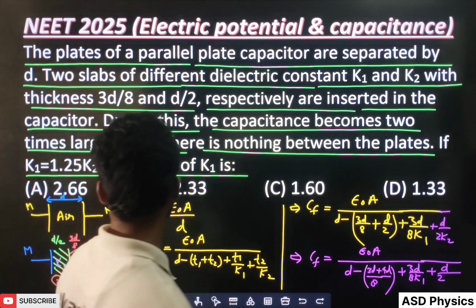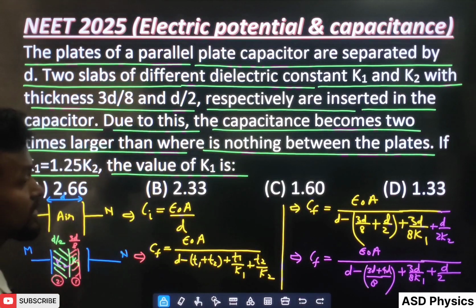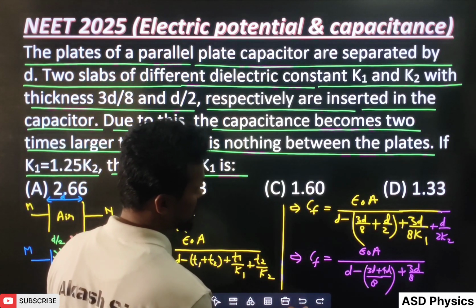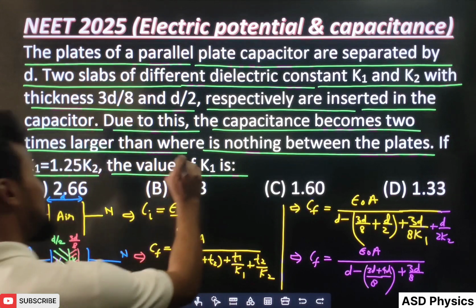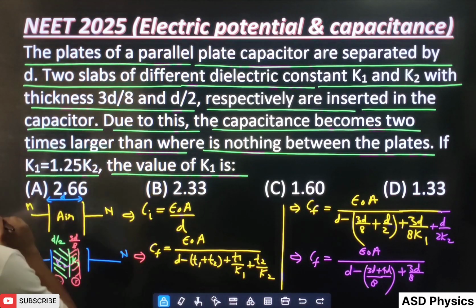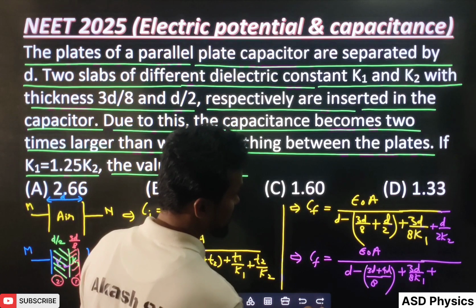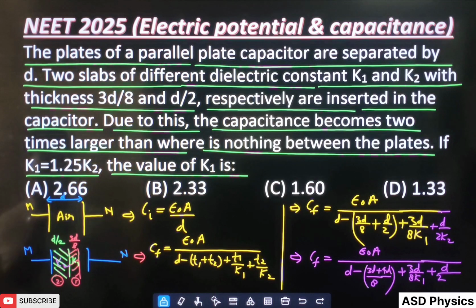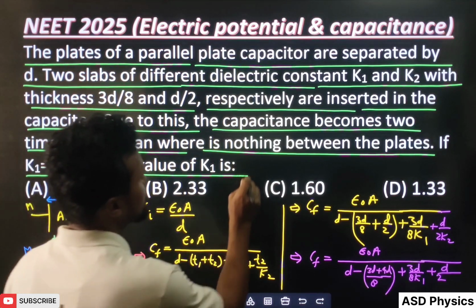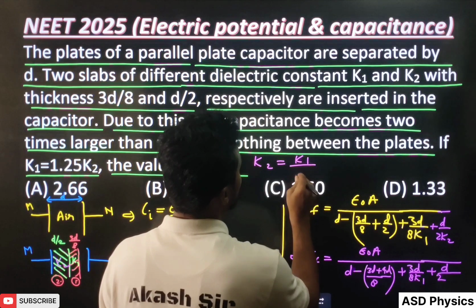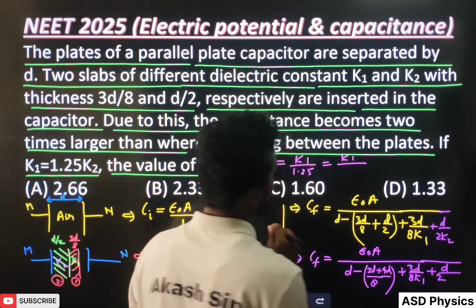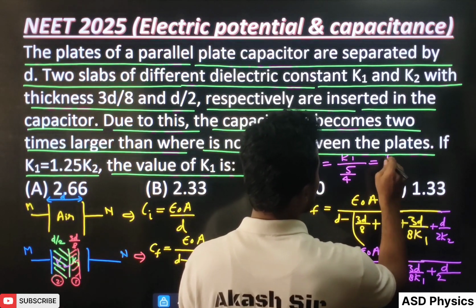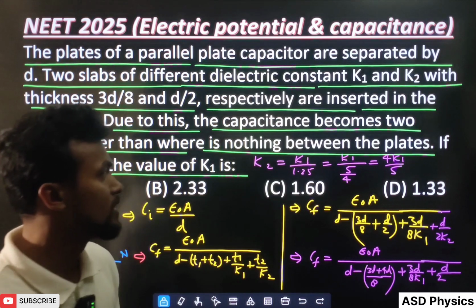The value of K1 is given here as 1.25 K2, but in the question they are asking for K1 only. So I will put the K2 value in terms of K1. The first term stays as it is, plus D by 2, and K2 will be K1 by 1.25. We can write 1.25 as 125 by 100, which is 5 by 4. So we can write 4 K1 by 5. Correct? 4 K1 by 5.